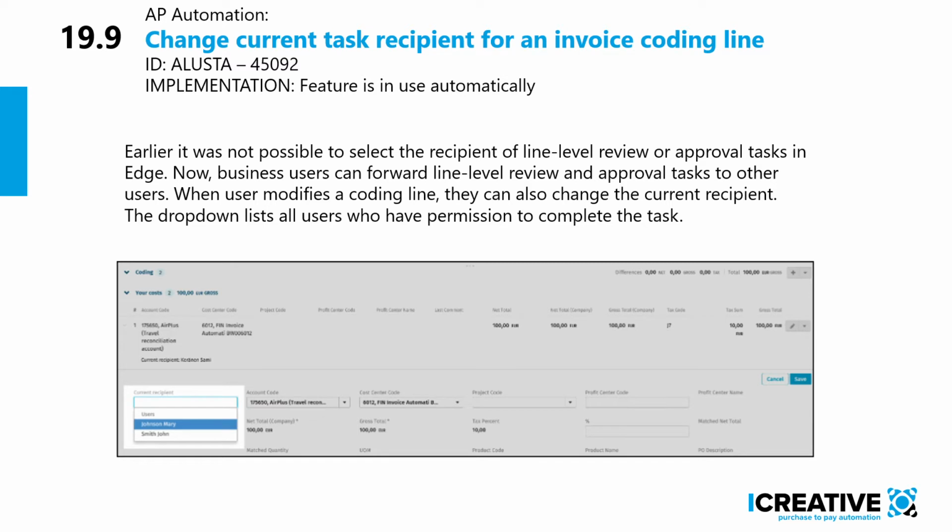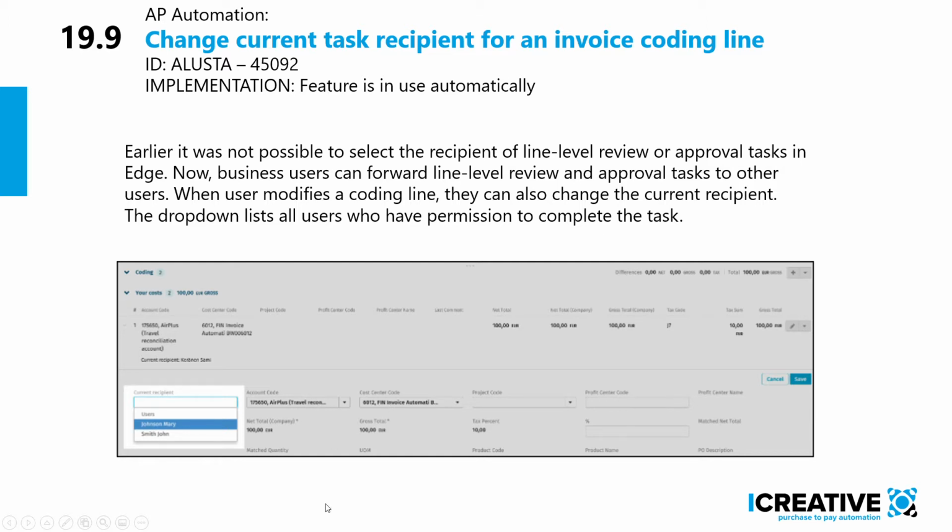All right, this is one on the coding level. You can change your current task recipient for an invoice coding line. Earlier, it was not possible to select it, and it was only looking at the person that was logged in, which was the user, and that name became the recipient over there. But now you can change that name. Of course, the drop-down list will show only the users who have permission to complete the task.